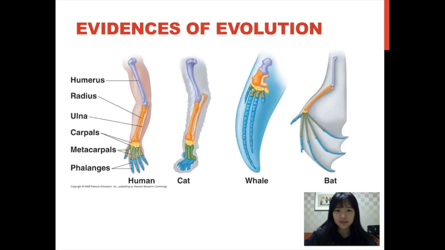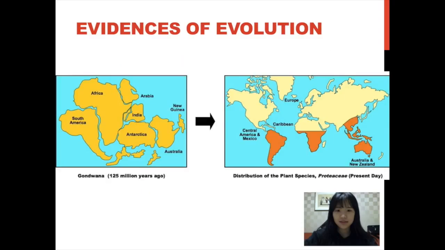The third evidence of evolution is homology. Homologies are body parts that are similar to one another in different species because they have evolved from a common ancestor. The fourth evidence of evolution is biogeography. Scientists have predicted that the continents were connected a long time ago. However, continental drift has distributed the land.